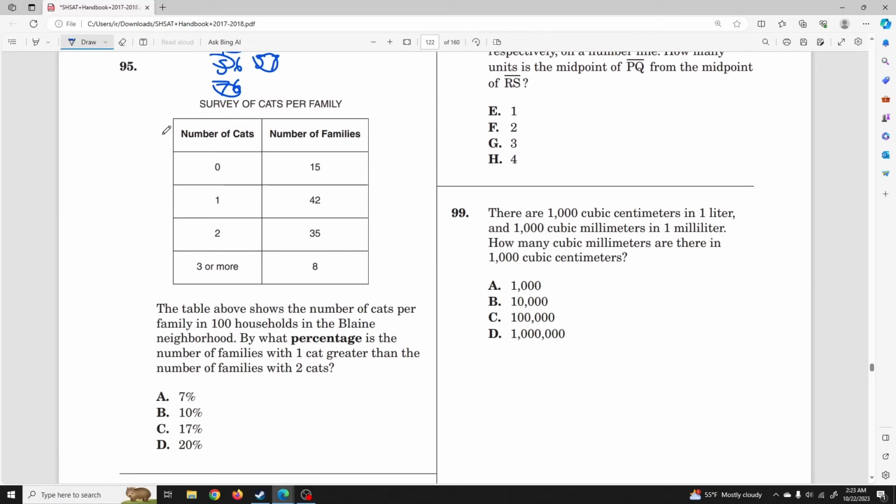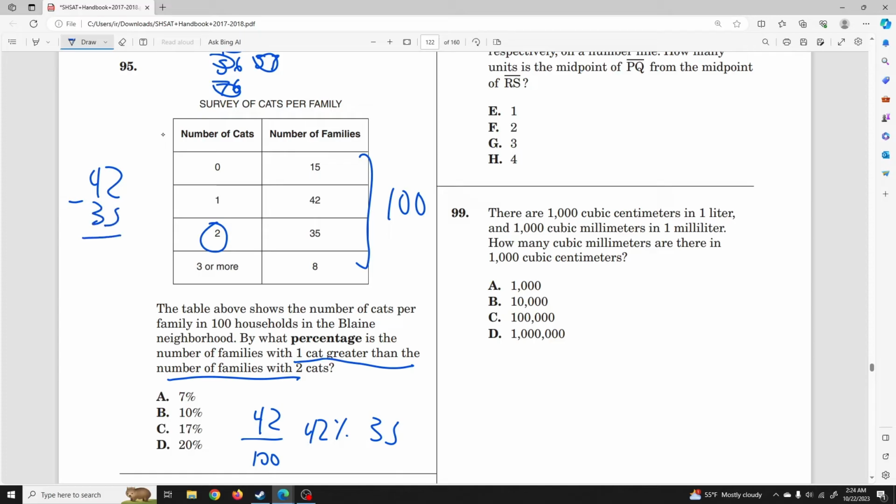In the table above, it shows the number of cats per family in 100 households in Blaine neighborhood. By what percentage is the number of families with 1 cat greater than the number of families with 2 cats, right? So here it's 100 households, so everything here adds up to 100. The number of households with 1 cat is going to be 42 over 100, or 42%. And the number of households with 2 cats is going to be 35%, or 35 over 100. 42 minus 35 is going to be 7%. Let me just check my work. Yeah, it's going to be 7%, which is choice A.